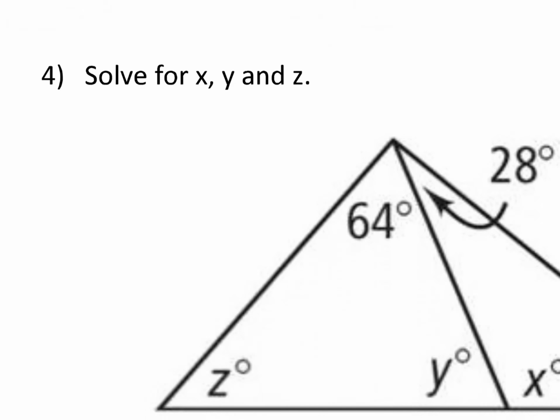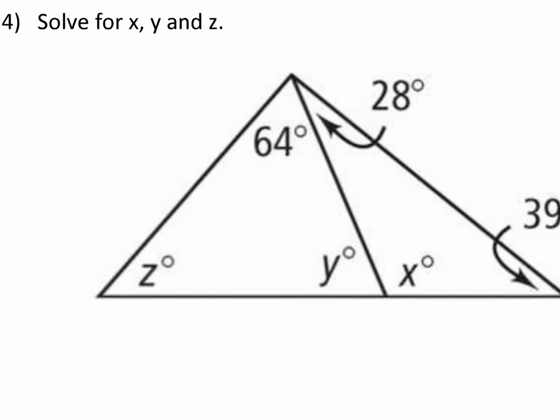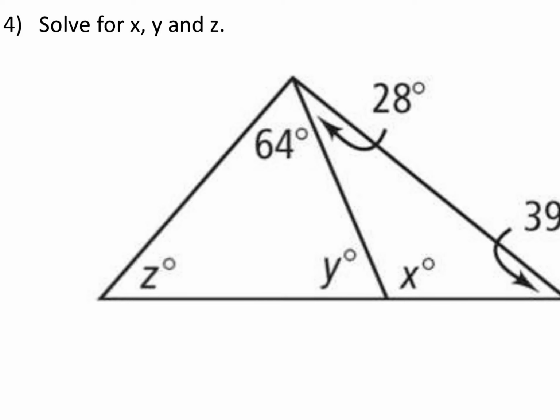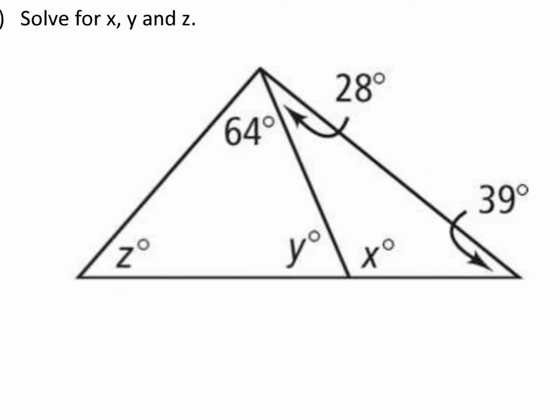All right, number 4. So using what we know about triangles, if I have this first one, we've got 180 minus 28 and minus 39. So however you want to do that in your calculator, I'm going to subtract them both, and I'm going to get x equals 113.